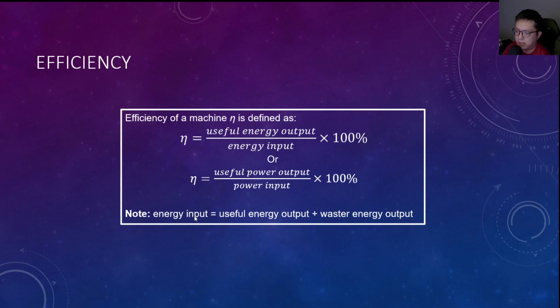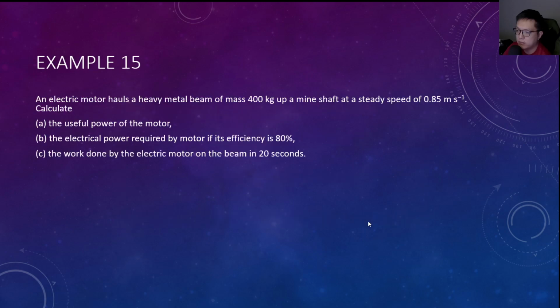Note that the energy input here is the sum of the useful energy output plus the wasted energy output. These two together should give you back your energy input. Same for power as well. So power input equals useful power output plus wasted power output.